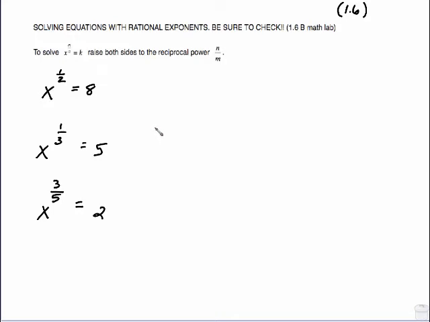This is MAC 1105, section 1.6, about solving equations with rational exponents. This is actually section 1.6b in MyMathLab. Now, all of these right here are examples of rational exponents. Let's just talk about what this means before we look at this right here.